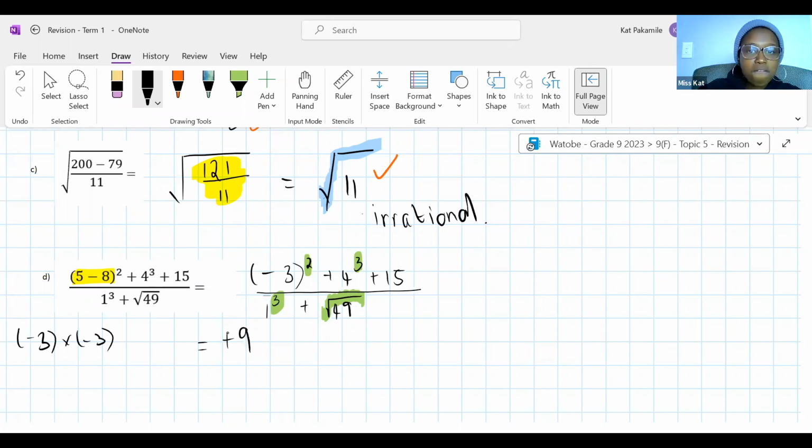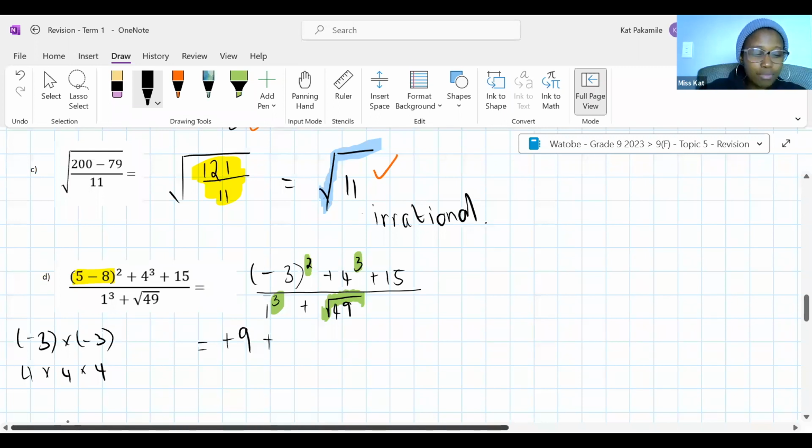Now we have 4 cubed. That means 4 times 4 times 4. What is 4 times 4 times 4? 4 times 4 is 16. And then if you times it by 4? What is 16 times 4? Remember, only 3 of them. 64. 64, beautiful.